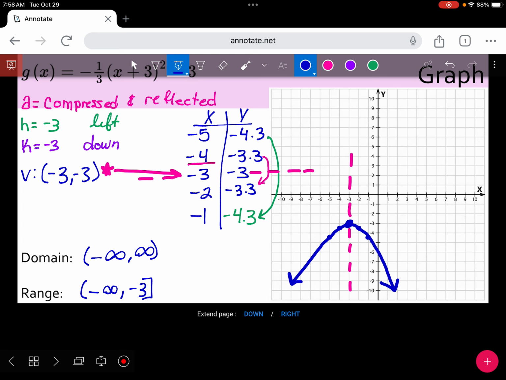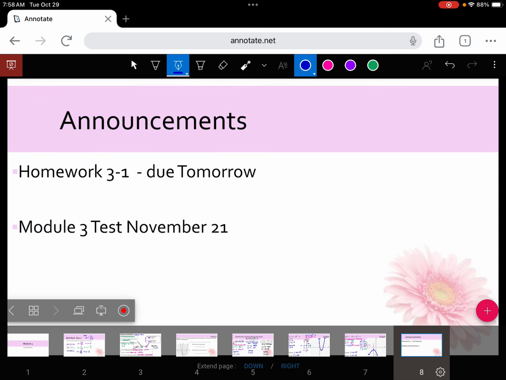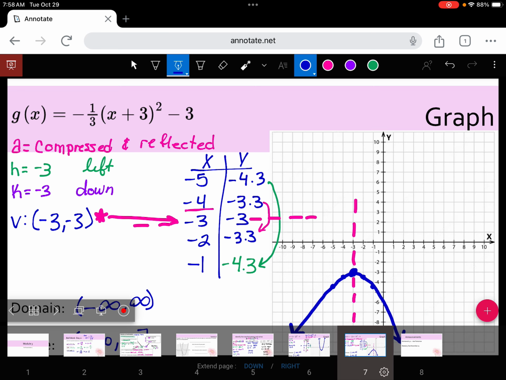Okay? You guys can now do everything on homework 3.1. Yep, I'll put it back on here very briefly, but then I have to pull up announcements.